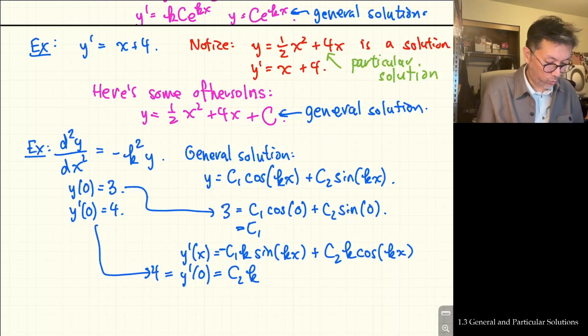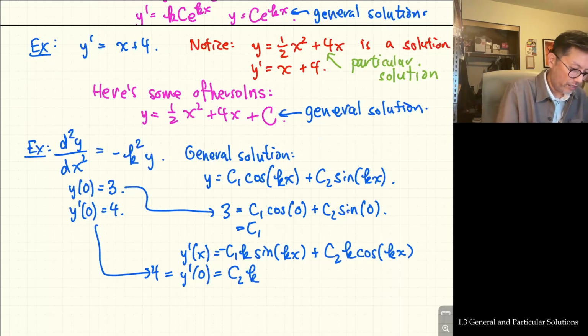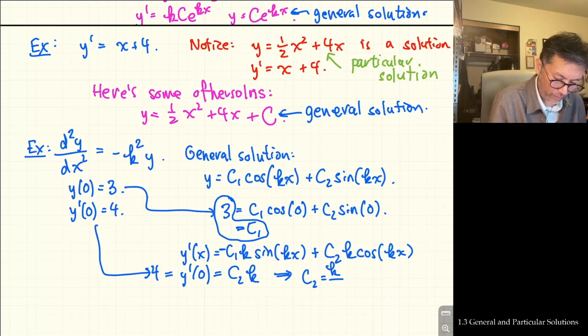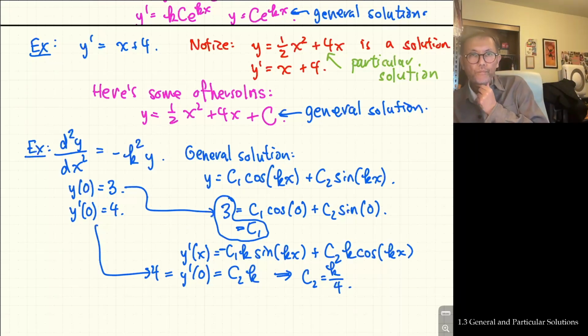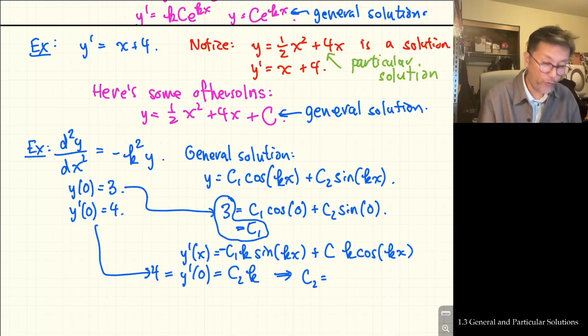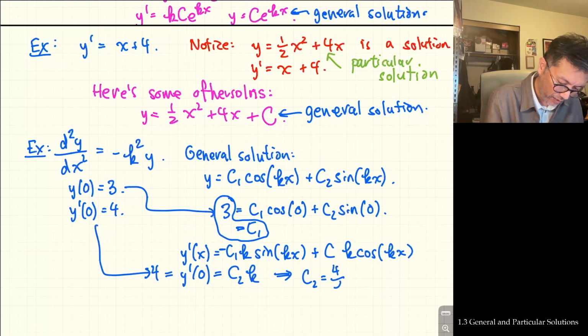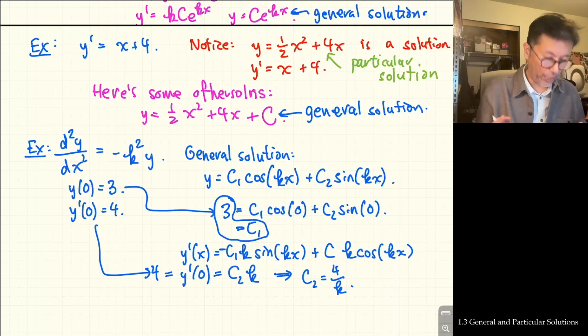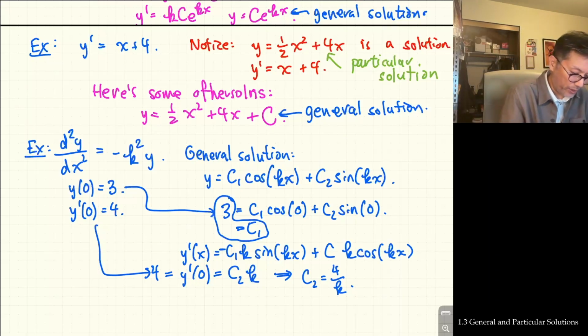And of course, this tells us what C1 and C2 are. We learned here that C1 is equal to 3. And using this equation, that 4 is equal to C2k, we can infer that C2 is equal to... no, I did that wrong. My bad. It's equal to 4 over k. There, I got it right. I just divided both sides by k. Great. So now we can write down the particular solution.